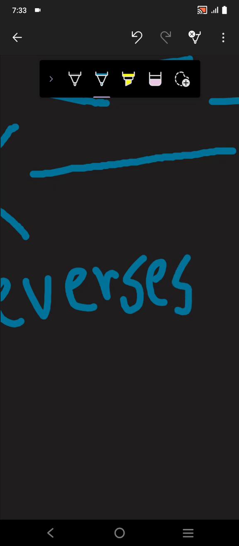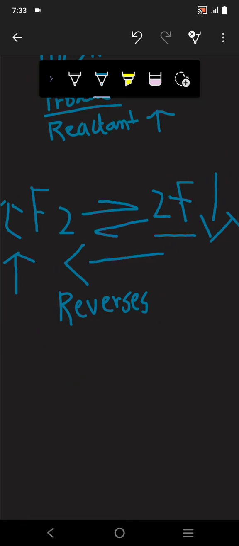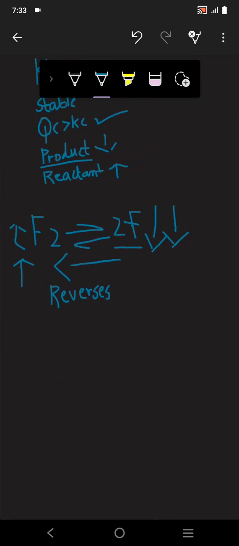As you can see by the importance of Qc, we have determined the direction of the reaction. Here the reaction direction is reverse.